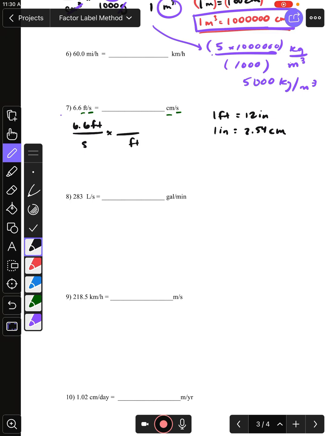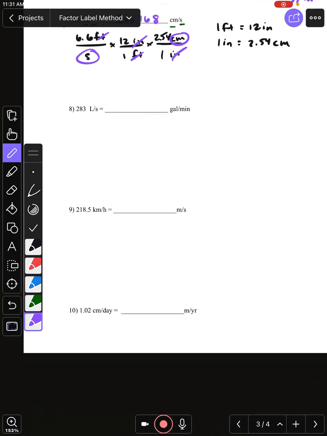We're trying to get rid of feet, so I'm going to put feet in the bottom and inches on top. For every 1 foot, there are 12 inches. And my feet cancel. I don't want inches, so I need to get rid of inches, so inches in the bottom, centimeters on top. For every 1 inch, there are 2.54 centimeters. And my inches cancel, and I'm left with centimeters on the top and the seconds on the bottom. So I type this in my calculator, 6.6 times 12 multiplied by 2.54, and I get 201.168. Feel free to keep as much as you want of that. All right, done.